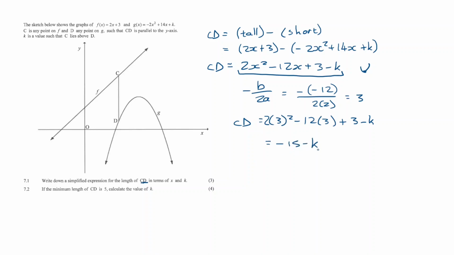So that is your min value, but they've told you the min value is meant to be 5. So you can just put 5 there. I like to then take k or the letter to wherever it's positive. So if I brought this across, k is minus 20.